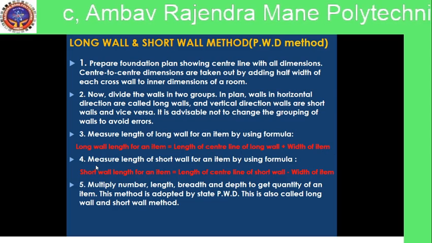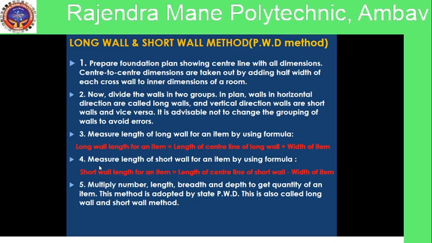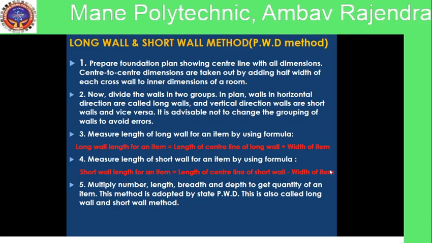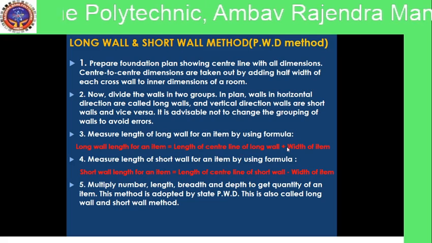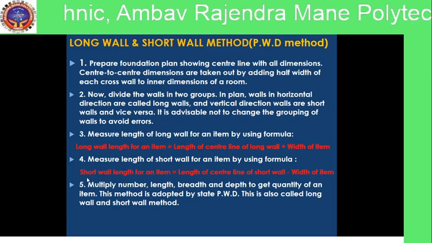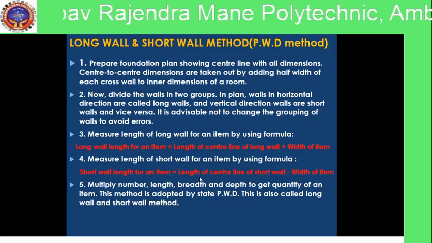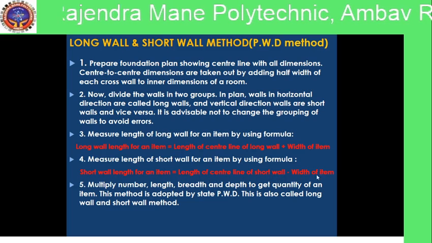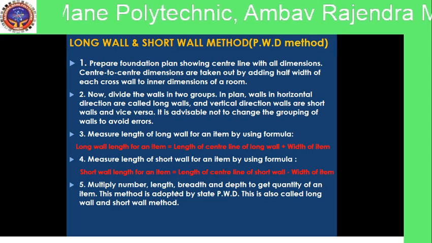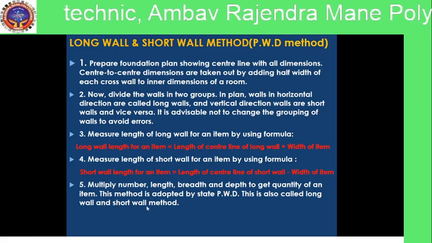Similarly, for the short wall, we will take the in-to-in length, so we have to deduct the width of the footing. In the long wall we have to add the width of the footing. So similarly, short wall length for a footing is equal to length of center line of short wall minus width of footing. Then multiply number, length, breadth and depth to get the quantity of a footing.